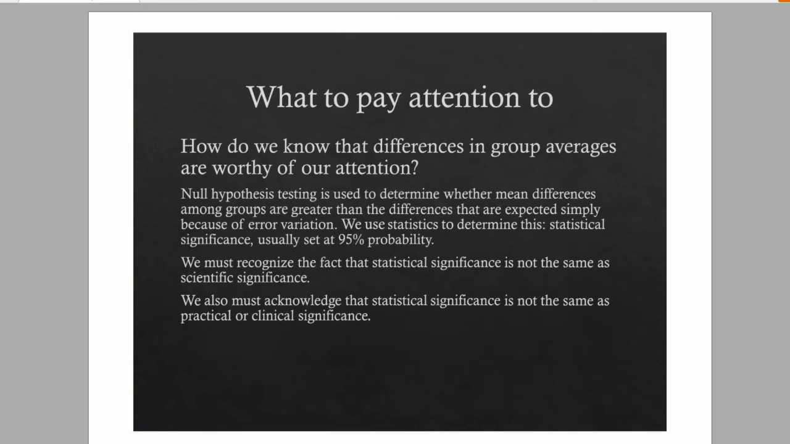But like you said, negative 0.76, those averages, how big are they? Are they significant? And in what way are they significant? So what do we decide to pay attention to? And how do we know that differences in group averages are worthy of that attention? In statistics for quantitative research, we use null hypothesis testing to determine whether mean differences among groups are greater than the differences you would expect given the average error variation. We use statistics to determine this. Usually statistical significance is set at 95% probability.